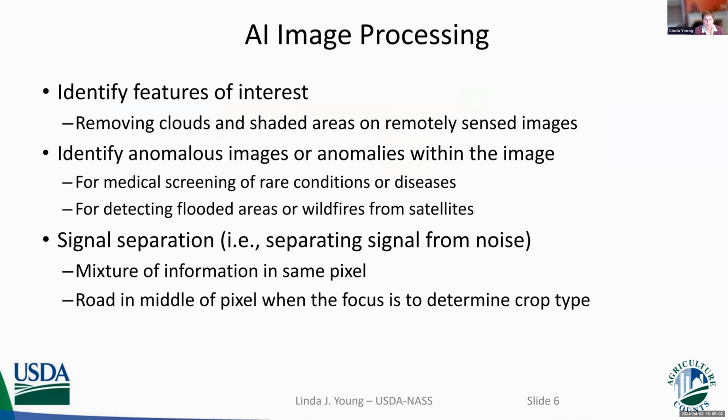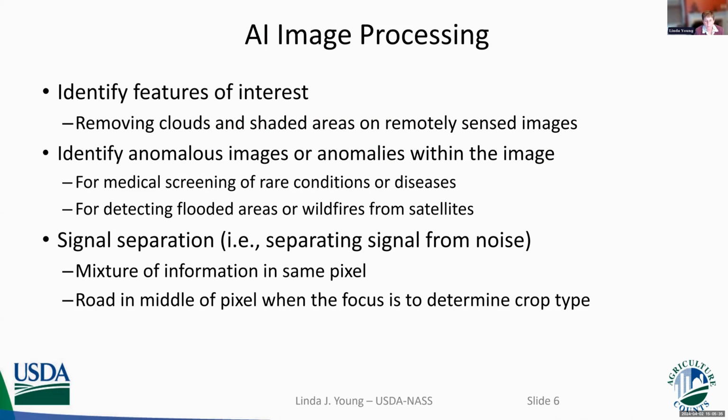For image processing, we can do a number of different things. We may want to identify features of interest. Say we want to remove clouds and shaded areas on a remotely sensed image so we can get better views of the landscape. We might want to identify anomalous images or anomalies within the image. This is used for medical screening of rare conditions or disease. And we've used it as well to detect flooded areas or wildfires from satellites.